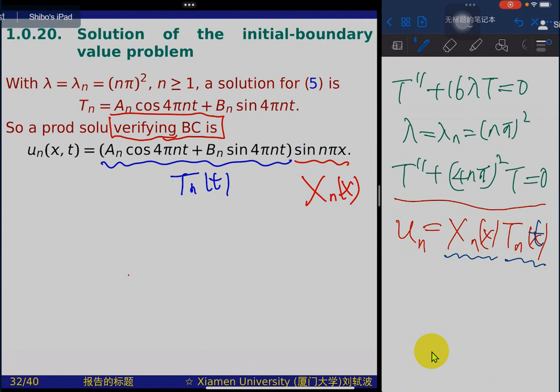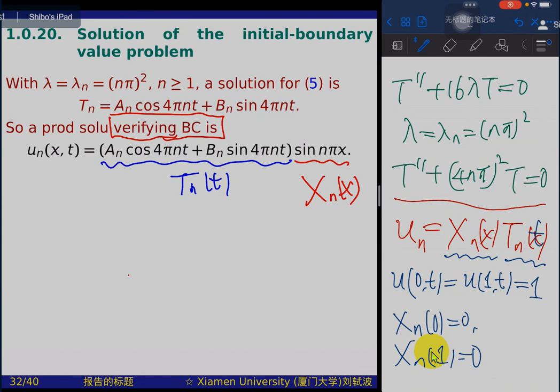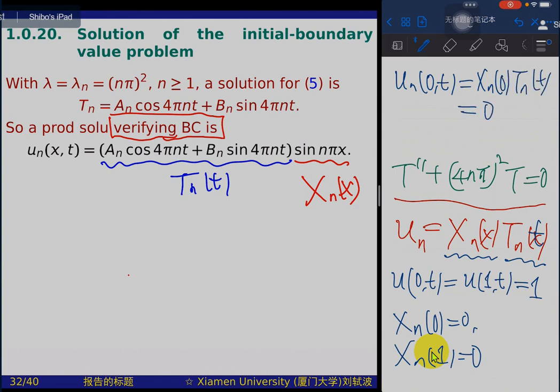Why? Your boundary condition is u(0,t) equals 0, u(1,t) equals 0. But our Xn, because Xn is a solution of the eigenvalue problem with lambda equals lambda n, so your Xn(0) is 0. Xn(1) is 0. So together this means that your un(0,t) equals Xn(0) Tn(t). Of course, this is 0. Similarly, un(1,t) is also 0. So this un(x,t) satisfies the wave equation, satisfies the boundary condition. Okay? But we still need it to satisfy the initial condition. So in general, this un could not satisfy the initial condition.